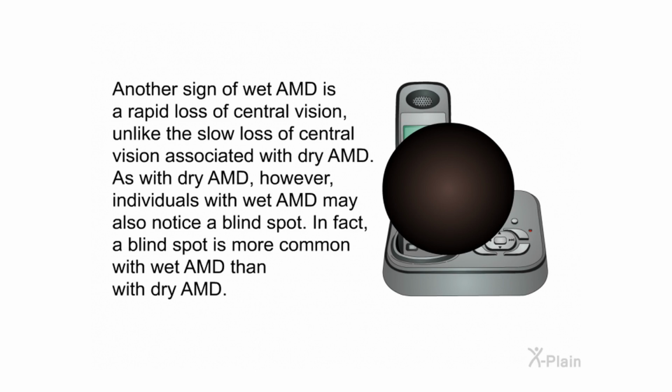Another sign of wet AMD is a rapid loss of central vision, unlike the slow loss of central vision associated with dry AMD. As with dry AMD, however, individuals with wet AMD may also notice a blind spot. In fact, a blind spot is more common with wet AMD than with dry AMD.